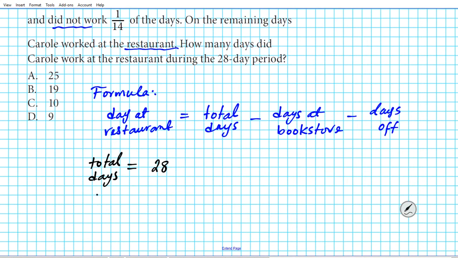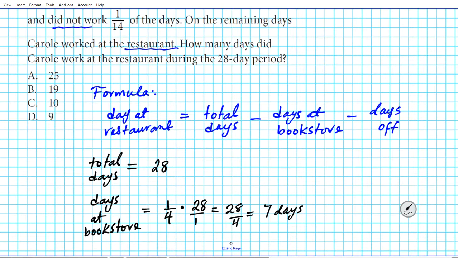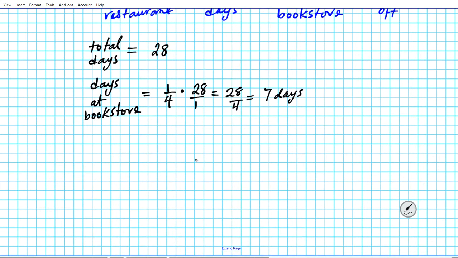Okay, how many days did she work at the bookstore? Days at bookstore is 1/4 of the total days. So 1/4 of, remember of means multiply, 1/4 of the total number of days, which is 28. 1/4 of 28 is the same thing as 28 divided by 4, which is 7 days. Okay, so she spent 7 days at the bookstore.